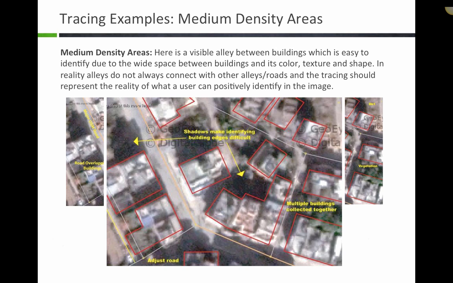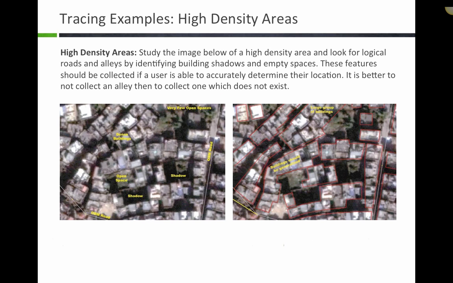So again, you're going to have issues with shadows here, so it will take some interpretation. And what I find is if you try to trace the more obvious buildings or clusters of buildings first, then it makes the ones in between easier to identify as you move along.